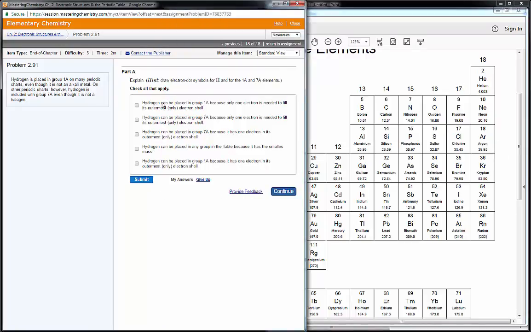So, all right, if we look at these options here, hydrogen can be placed in group 7A because only 1 electron is needed to fill its outermost shell. And it can be placed in group 1A because it only has 1 electron in its outermost shell. So be very careful with this problem because, see, this justification is true and is also stated here, but this justification only makes sense for this statement, right? Because everything else in 7A also needs only 1 more electron to fill its outermost shell. That's not true of the other elements in group 1A.